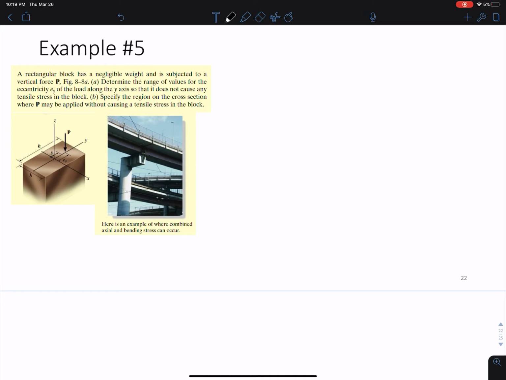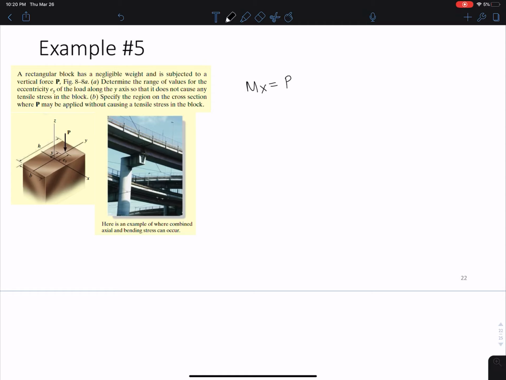Let me read the difference. So we want to know the values for EY, and then we want to specify the region. So that's just going to be in like a picture. So let's start basically. When P is moved, let's say we want to move P to the centroid of this section. Okay, what happens is we need to add a couple moment to account for that if we want to move P to the centroid.